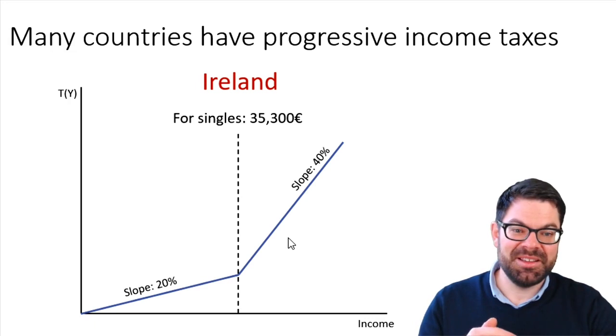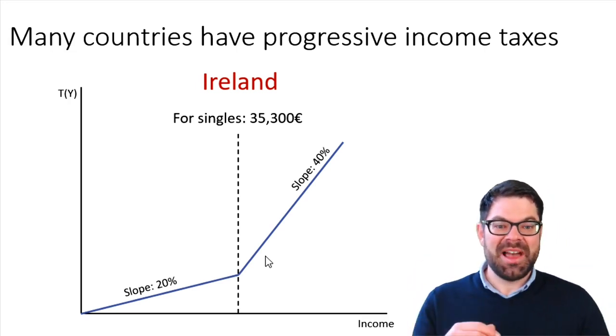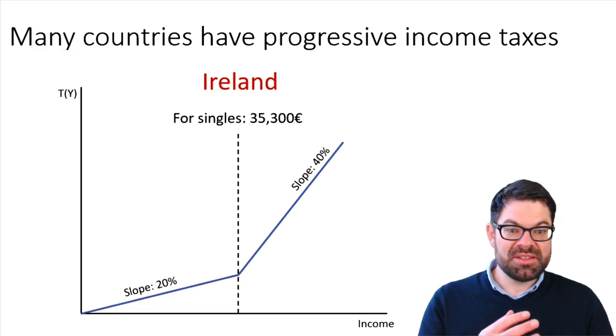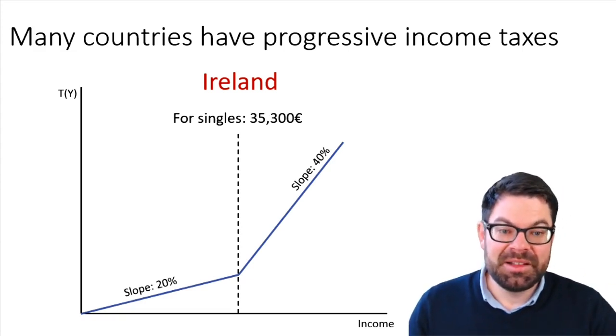Right. Otherwise, if all of a sudden, as you cross that threshold, your entire income was taxed at 40%, that would create a huge incentive for people to stay below that threshold. Whereas now with this kink point, it doesn't really.